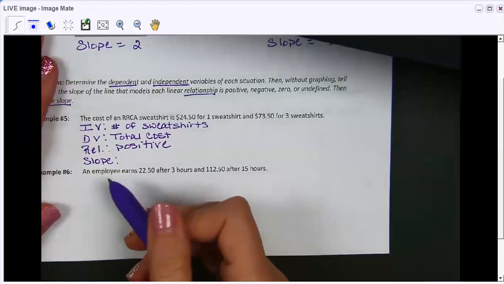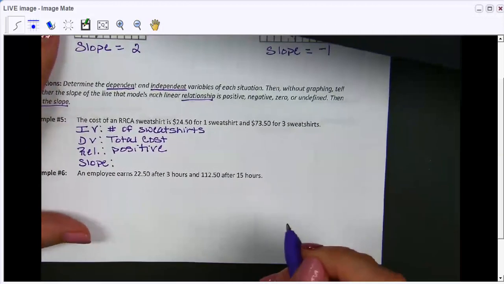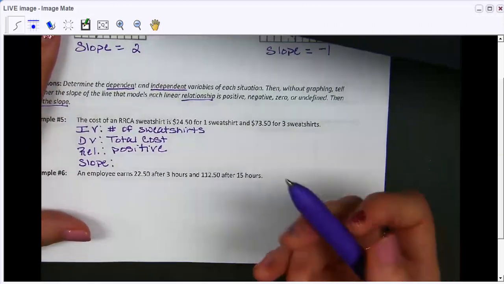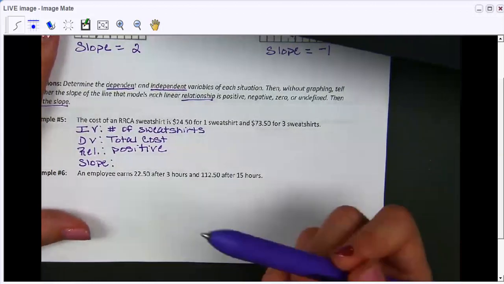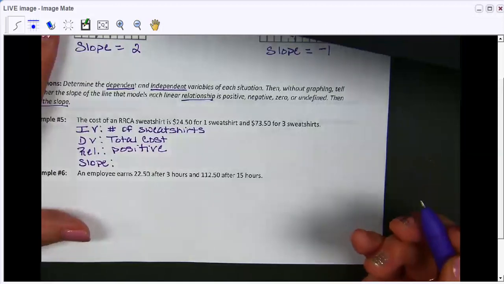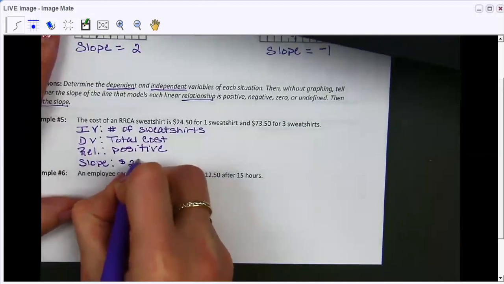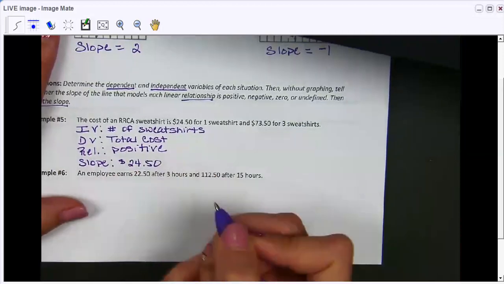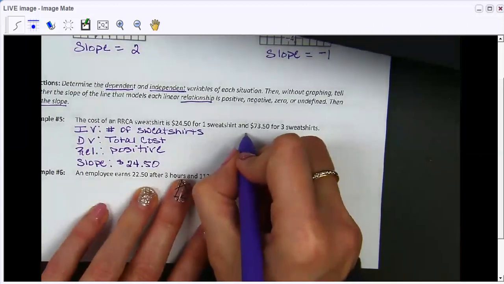Now they want us to find the slope. So this is the part where sometimes we get stuck. The slope is typically what it would cost for 1 sweatshirt, and they already give us a slope. So what is the slope for this one? Yep, $24.50. Now, if you happen to forget that, then what you could do is you can set up your table.